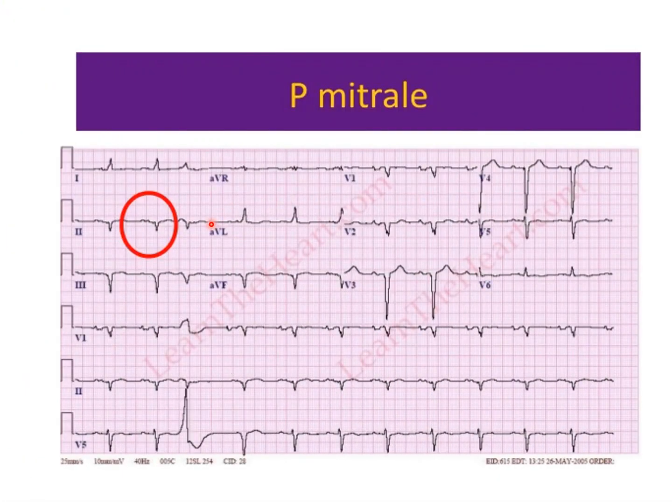I have a sample ECG. In this sample ECG, you can check for the P wave as I mentioned in lead 2. In lead 2, you note down that there is an M pattern of the P wave. This is a case of P mitrale.